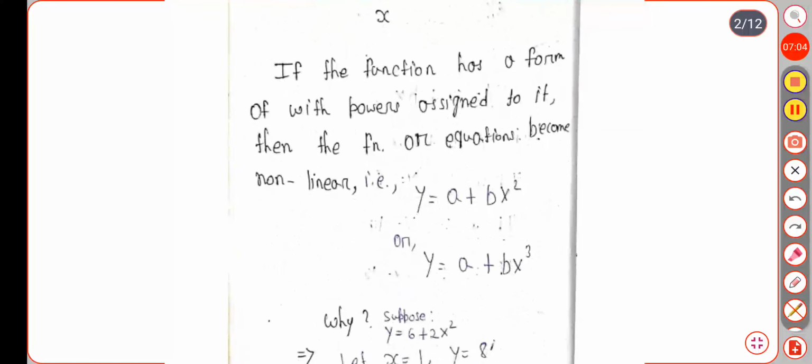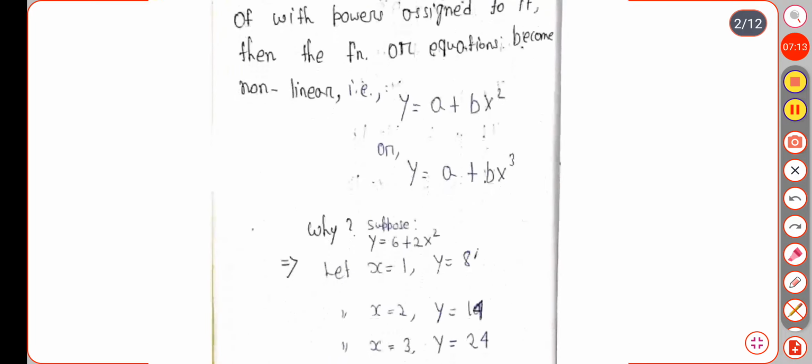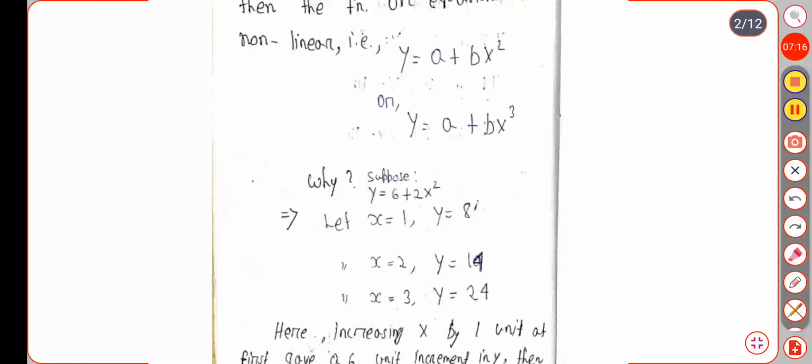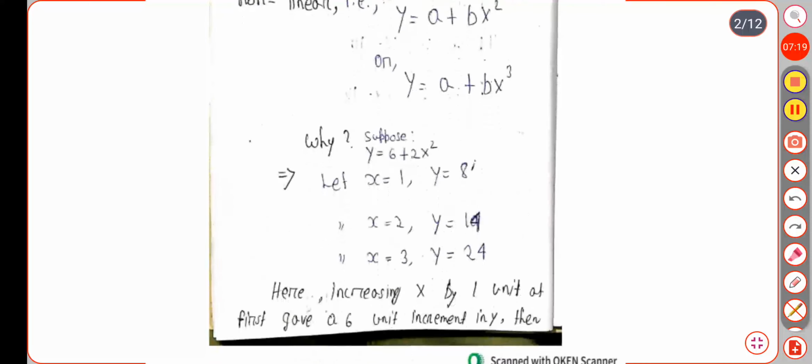Now, even if we take x square, then it can't be said to be linear, because whenever you change x by 1 unit, y will not change by the same amount anymore. Take this example, y equals 6 plus 2x square. When x equals 1, y equals 8. When x equals 2, y equals 14. That means when x increases by 1 unit, y has increased by 6 units. But when x has increased from 2 to 3, that is only 1 unit, y has increased by 10 units. So if you plot it now, it will not give you a linear function. So that is non-linearity in terms of variable.